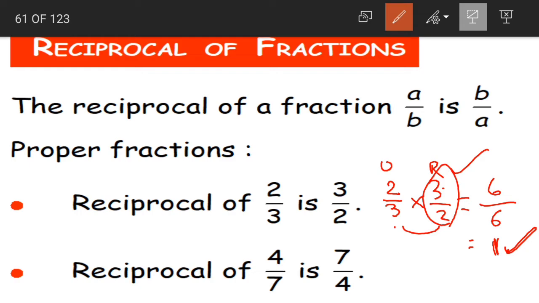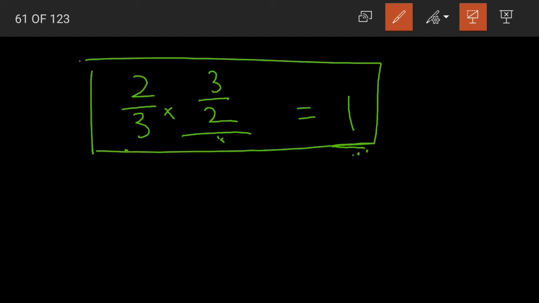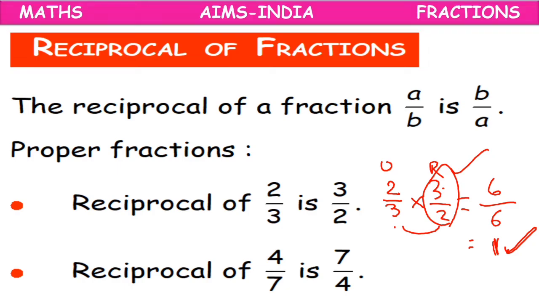Understood, children? In the same way, if we give the blank, 2 by 3 into dash is equal to 1, what should be your answer here? The reciprocal of 2 by 3. When we multiply a fraction by its reciprocal, the answer would be 1. Understood, children? This concept of reciprocal can be asked in fill in the blanks or multiple choice questions like this.